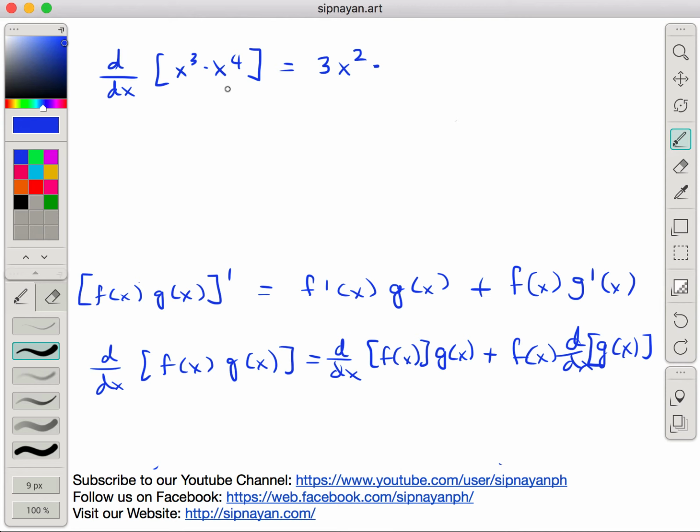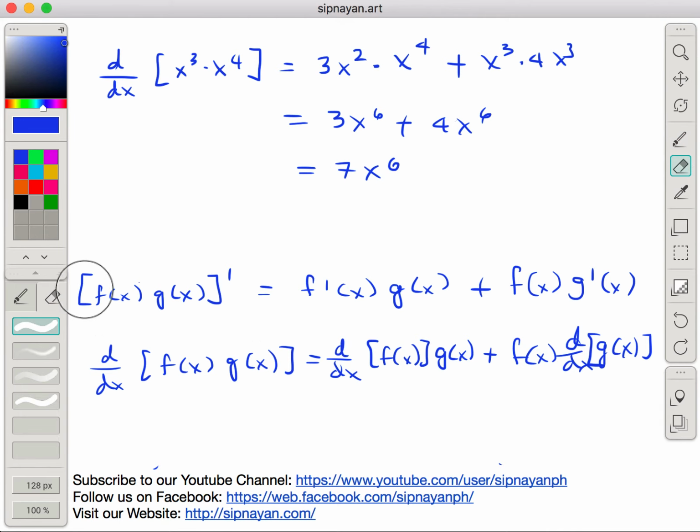Hindi natin kukunin yung derivative, yung function mismo, yung expression mismo. So x to the fourth, and then we add, and then get the first function. Hindi kukunin yung derivative, yung first function lang. And then get the derivative of the second function times 4x cubed. So second function, get the derivative 4x cubed. So this is equal to, multiply, magiging 3x to the 6th plus, multiply, we have 4x to the 6th. Kaya equal siya sa 7x to the 6th.